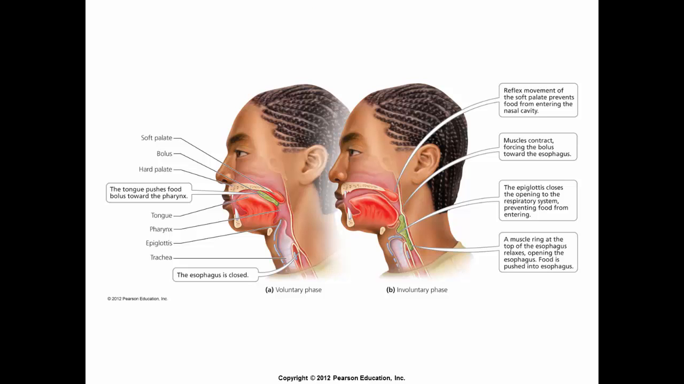So this shows the bolus. The tongue pushes the food, the bolus, it's now called, towards the pharynx. That's the voluntary phase. Involuntary phase, the reflex movement of the soft palate prevents the food from entering the nasal cavity. Muscles contract, forcing the bolus into the esophagus. Epiglottis closes towards the opening to the trachea, preventing food from entry. And the muscle ring at the top of the esophagus relaxes, allowing the food to be pushed into the esophagus.